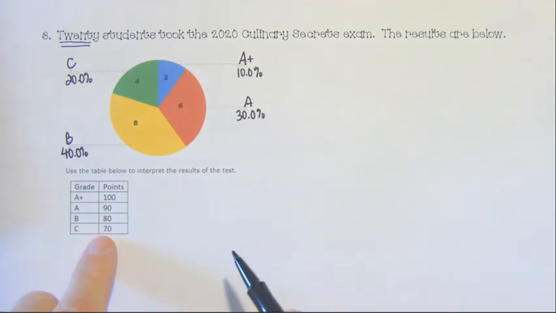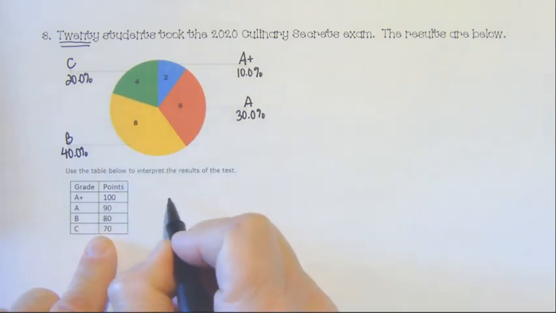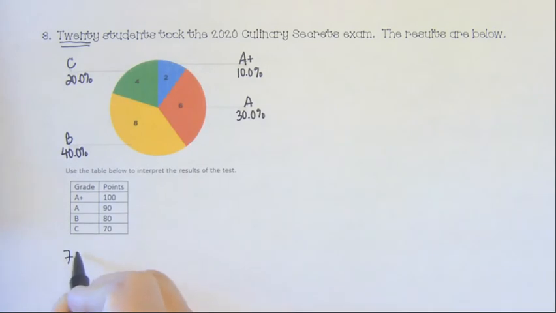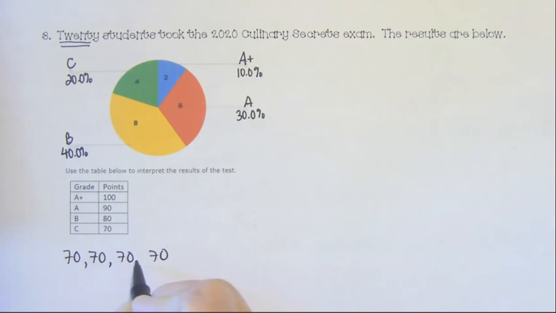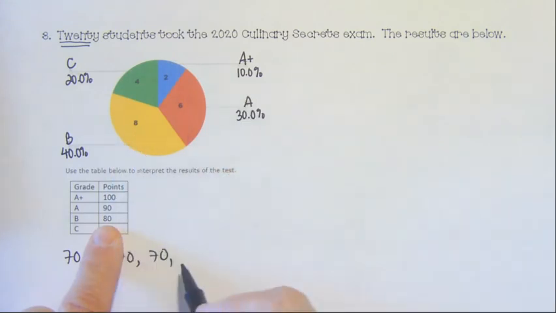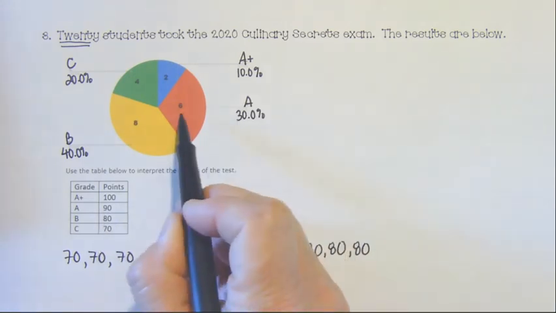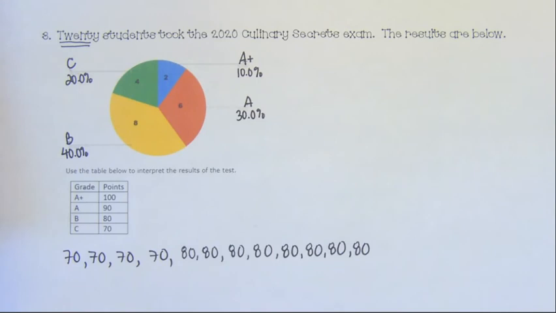So for the C, let's see, how many kids got a C? 4 of them. So I need to write the number 74 times. So 1, 2, 3, 4. The B's are 80s. How many people got B's? 8 people. So I need to write that 8 times. All right, next I need to write 90, the A, 6 times, and then finally I'm going to write 100 twice. Like how my numbers kept getting smaller and smaller there so I could fit them all?